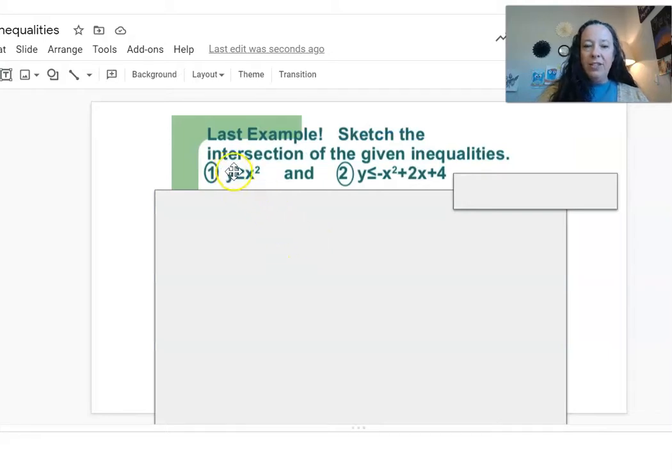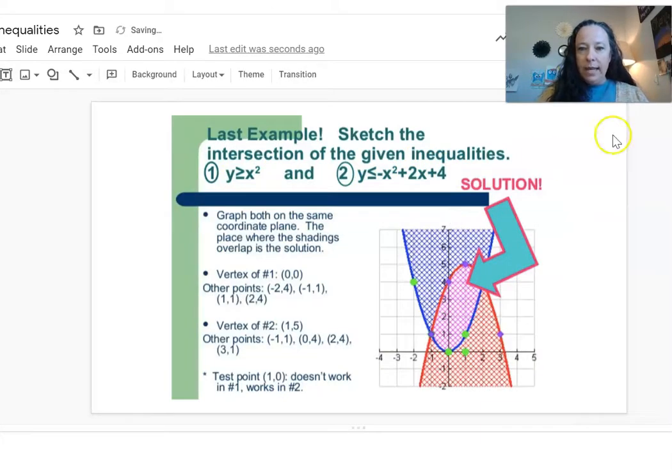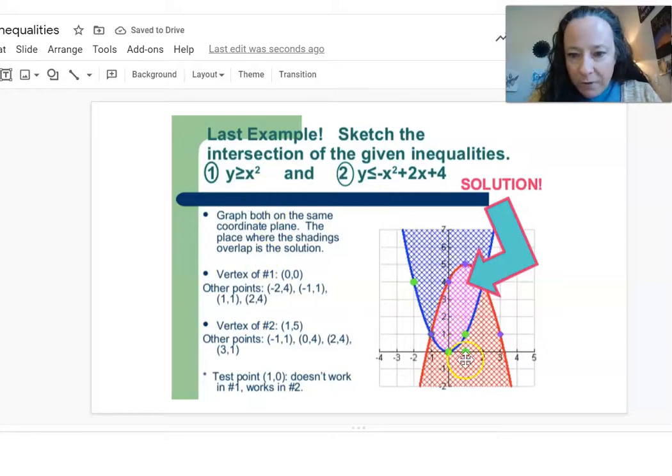We've got y is greater than or equal to x squared, and y is less than or equal to negative x squared plus 2x plus 4. All right, so let's look here. You would graph both of them. This one just has more steps written out for you, but they're both solid lines. This one, y greater than or equal to x squared, is this bluish purple color. We would shade above it. And then this one is this reddish color, and we would shade below it. And the common shading is that pink area.